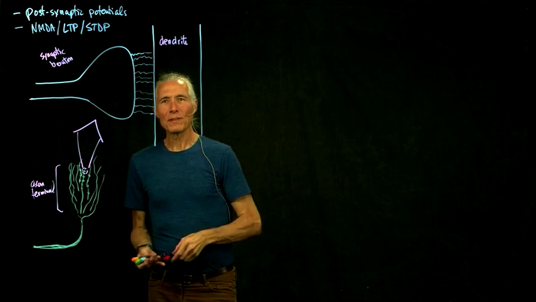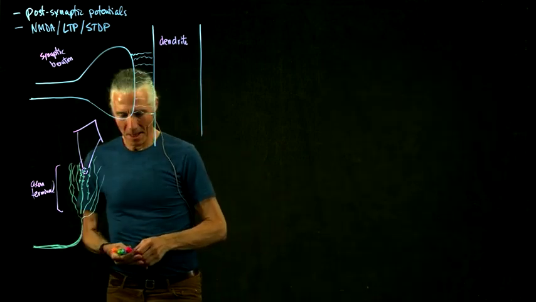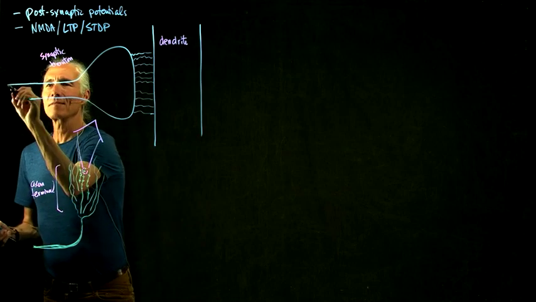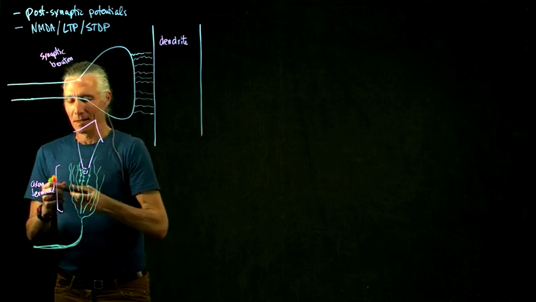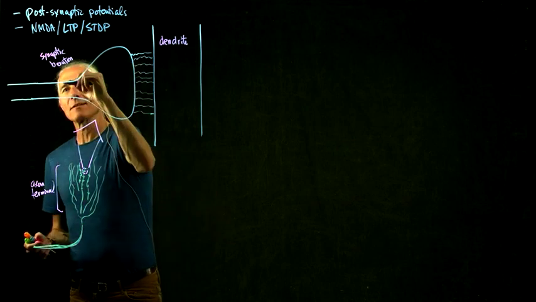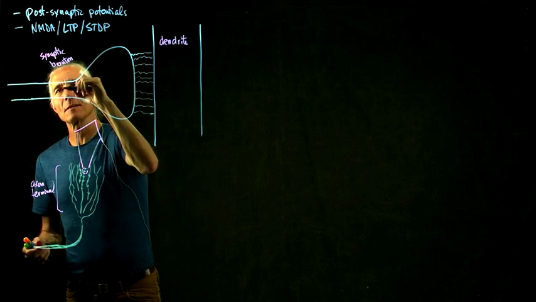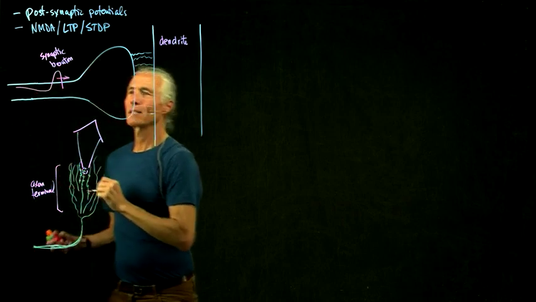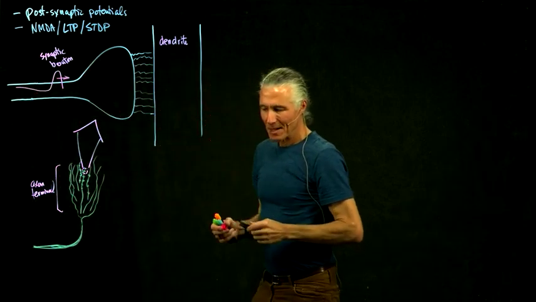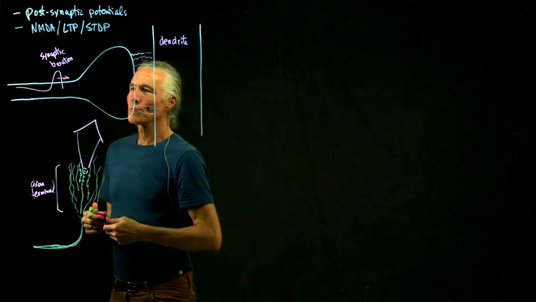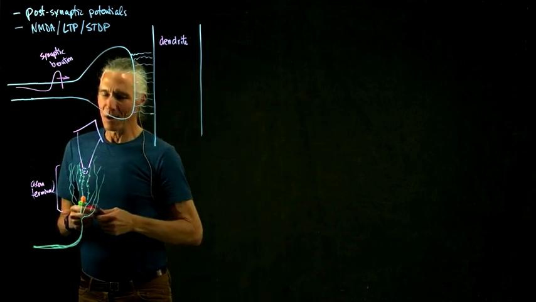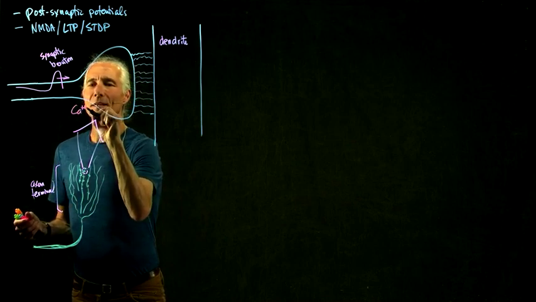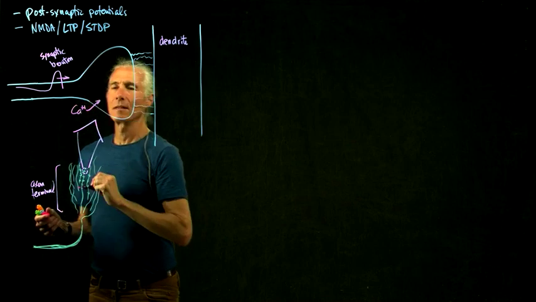So how does this work? We've got an axon. This is the end of an axon. So we have a spike coming down the pike like that into the axon. And what does it do when it reaches the synaptic bouton? It causes some calcium to rush in.